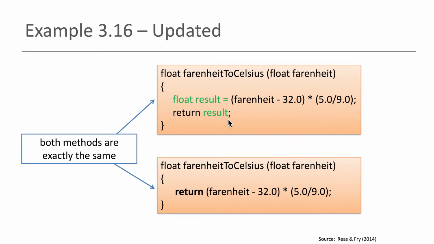Instead of creating the local variable result, we could get rid of using result altogether and just use return whatever this works out to be. So the formula is the same as before. The method is the same as before. But instead of creating a local variable to store the result in and then returning the result, we're just saying in the second example here, return whatever the equation works out to be. And both of those will give you the same result and the same answer.